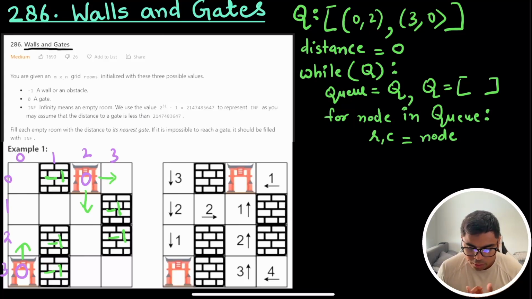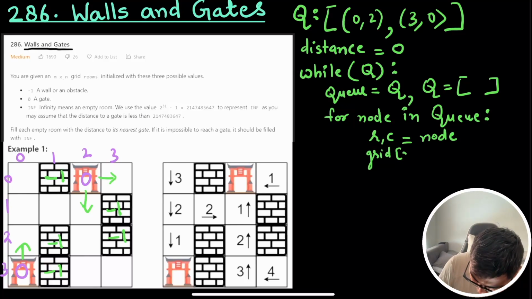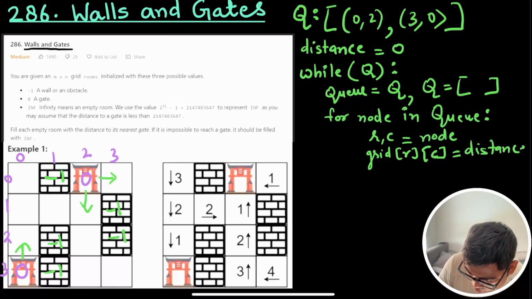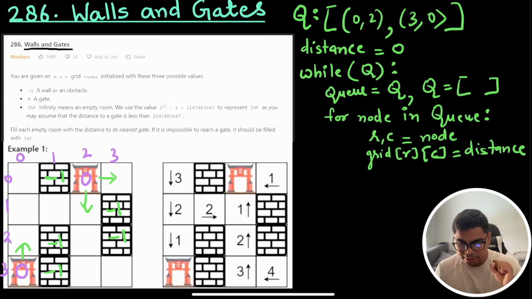Now what I want to do, first of all, I have this distance right here, so I want to assign the distance to this particular node. What is the distance? Distance is right now 0, but I won't write 0 because we are writing a generic function. So I'll be adding that distance to this particular grid. So I will have grid at R and C getting assigned distance. Now we have assigned this distance right here.